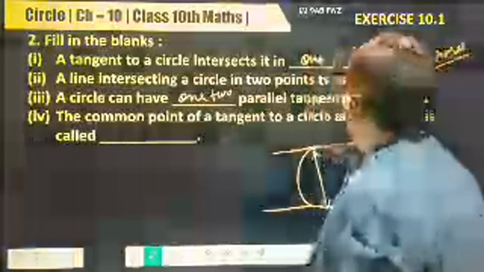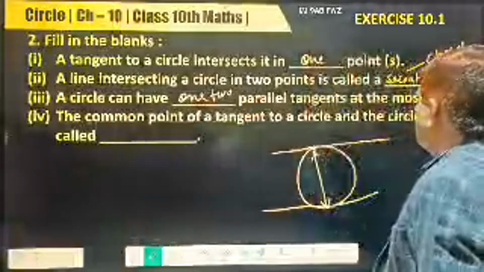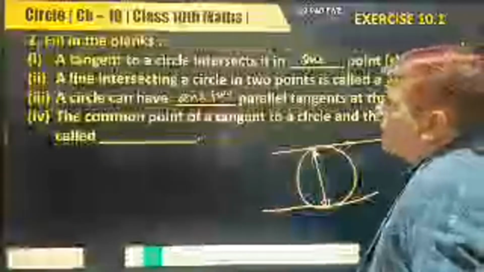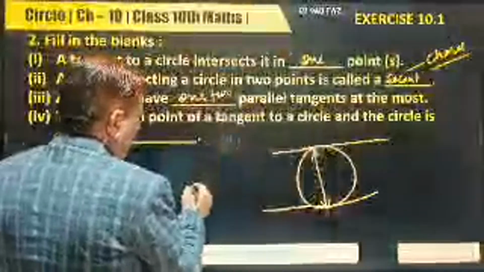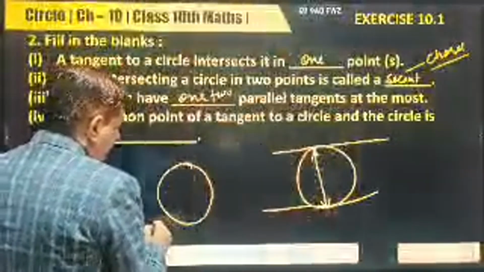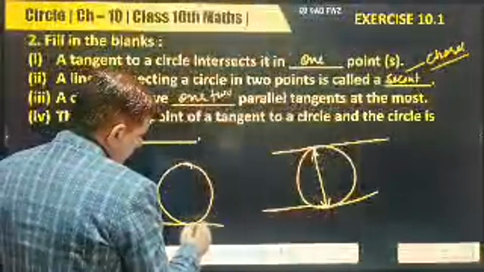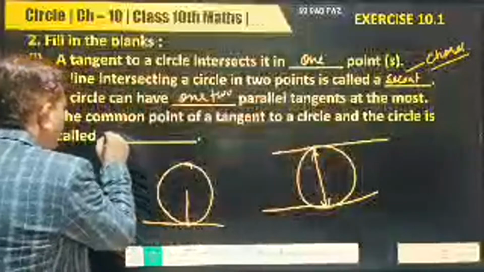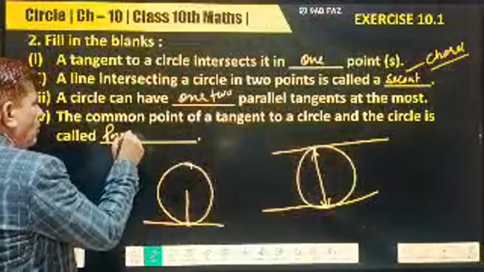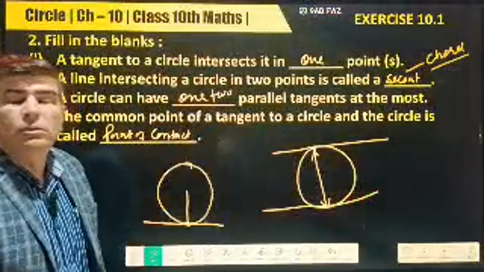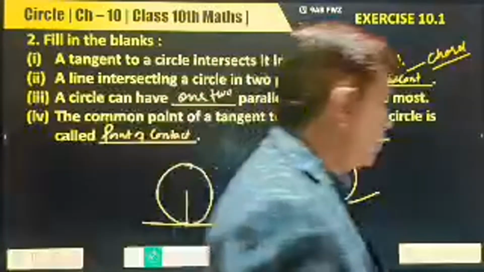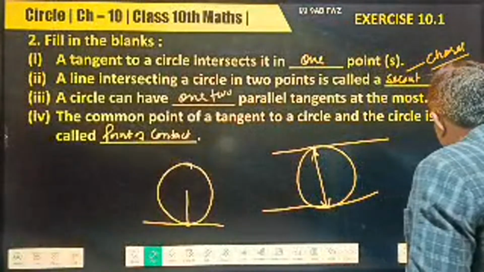The common point of a tangent to the circle and the circle is called the point of contact. So like this, and this coming. What's the name of this point? Point of contact. Understood? In the introduction I told each and everything.